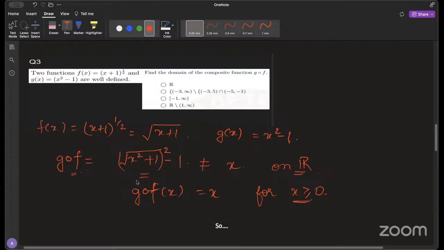Excuse me, ma'am, can you explain that x squared plus 1? From where did that come? In the composition of g of f, x squared plus 1 inside the square root. That one. Yeah.